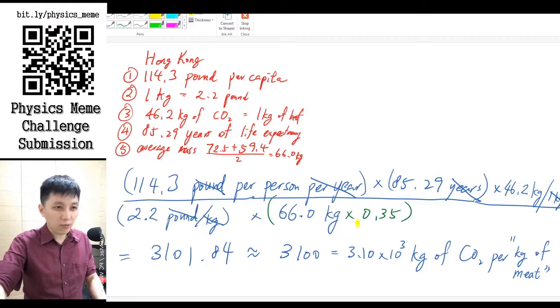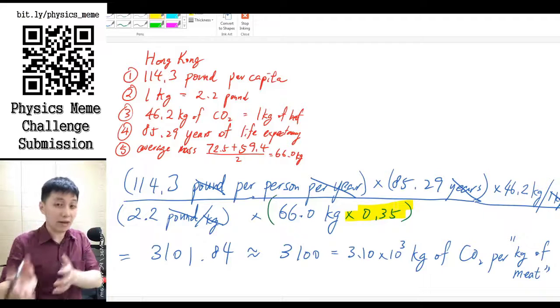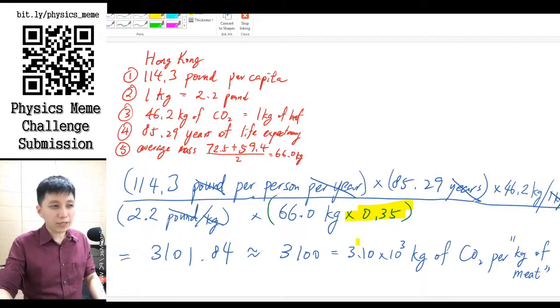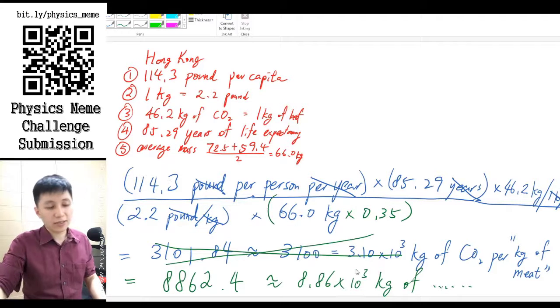So back to here, what I will need to do is rectify or update my mass in the calculation by multiplying by 0.35, because these are only the mass you have for muscles only. So instead of the answer of about 3,000, you should have the answer as about 8,800 something. So it's way bigger.